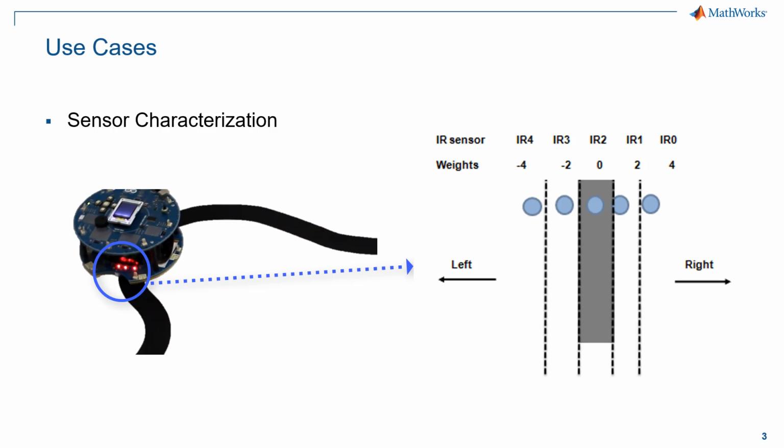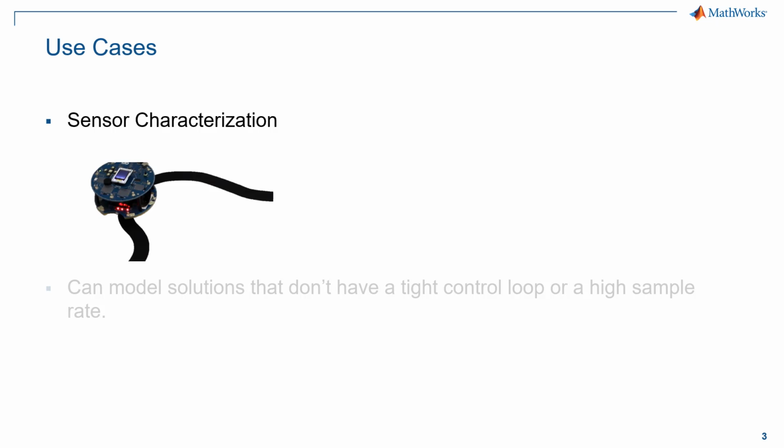The best way to go about this would be to use Simulink IO. With Simulink IO, the user can model solutions that don't have a tight control loop or models that don't have a high sample rate. For models with high sample rates, building and deploying the model is the best way to proceed.